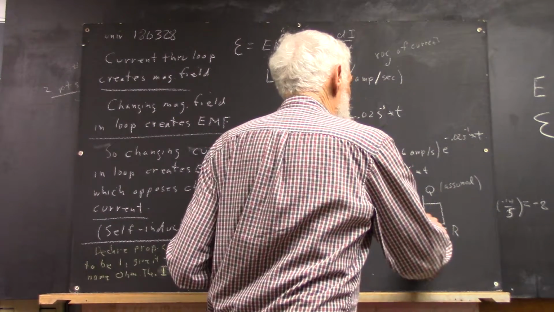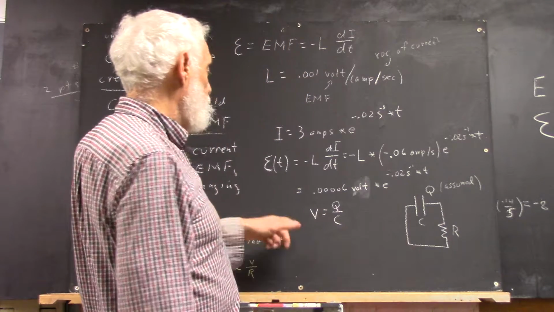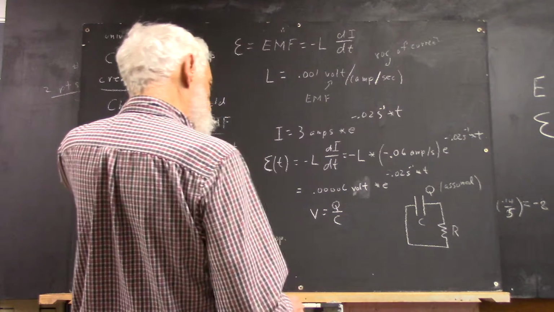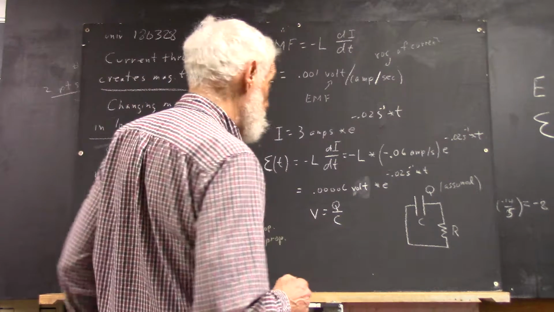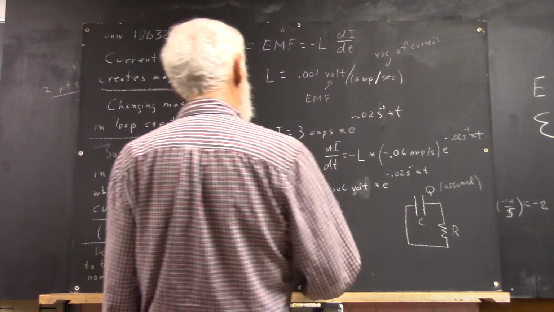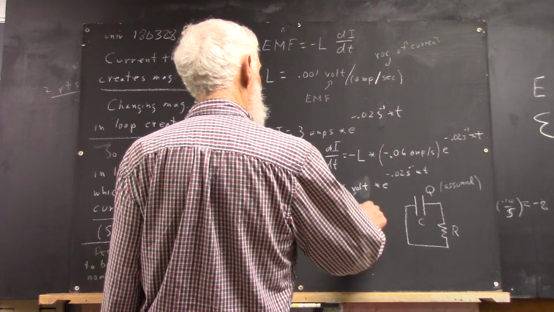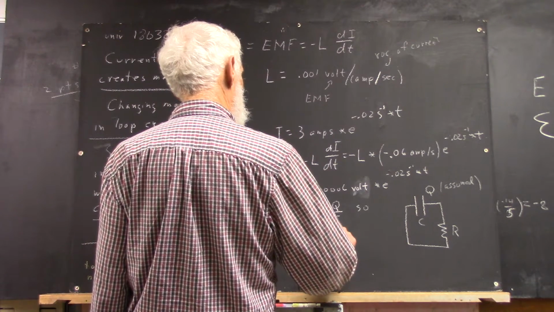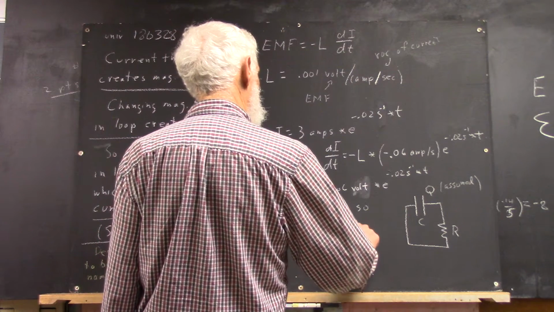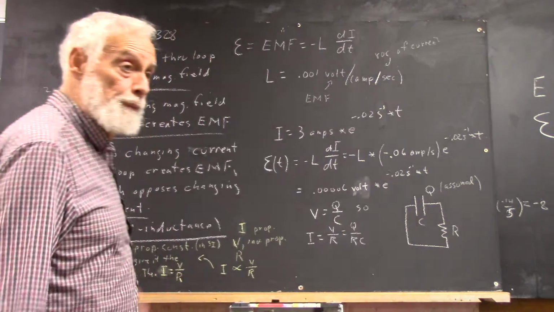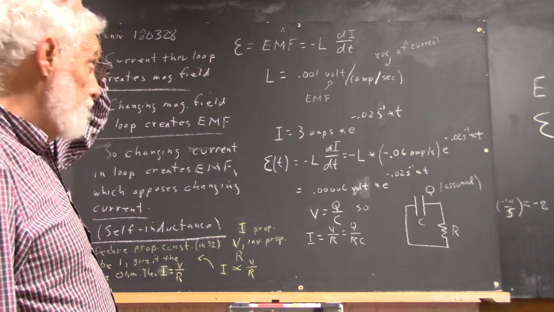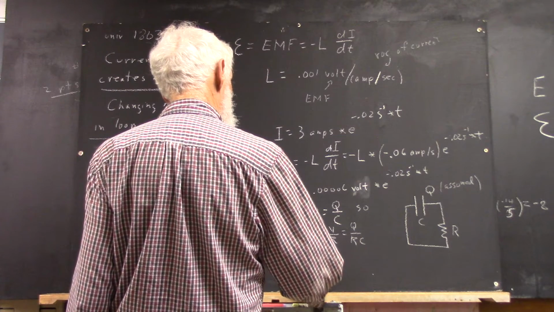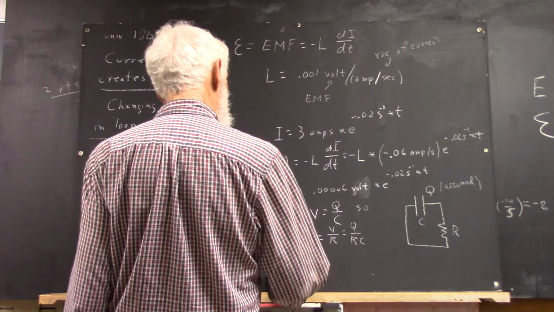You have your resistance, you have your capacitance. Now you know your voltage at this instant, right? Voltage is Q over C. So the current equals voltage over resistance equals Q over RC. Right? Well, what's current? Current is dq dt.